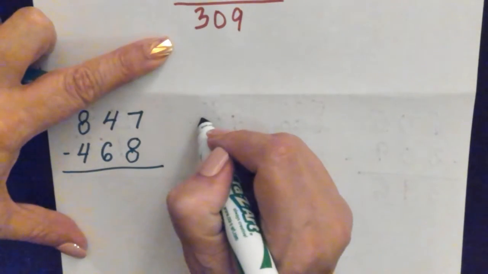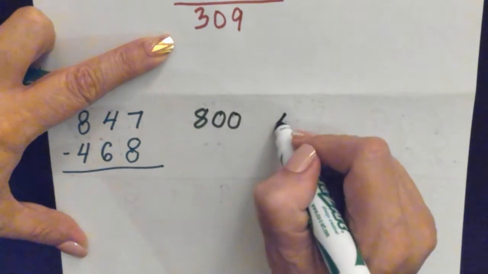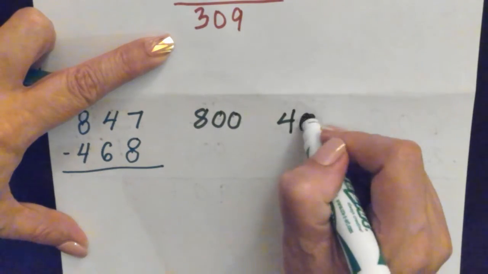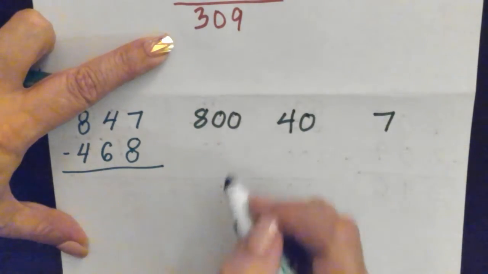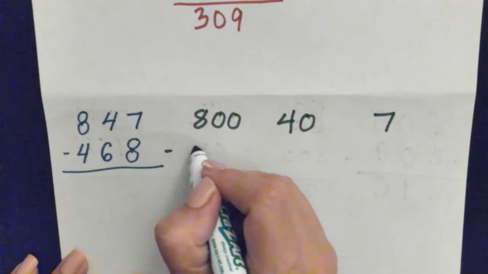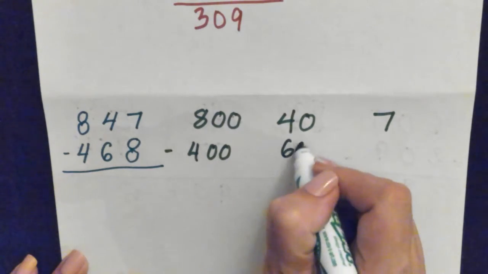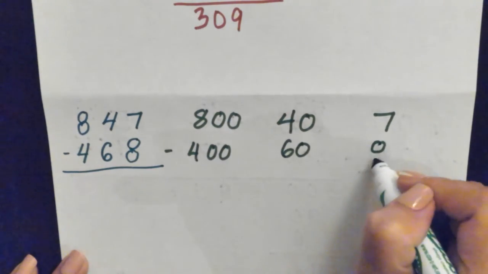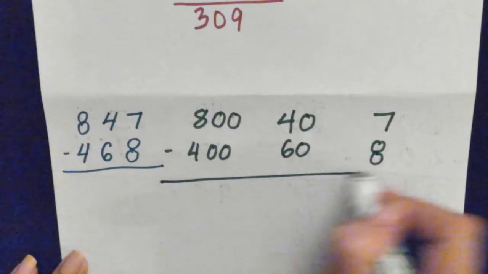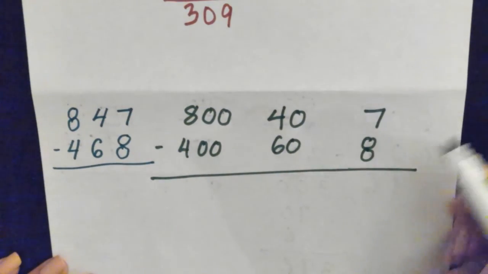847 minus 468. I'm going to put this down a little bit. 847. See, I spaced it. Minus 468. I got to come up with better numbers. Okay.